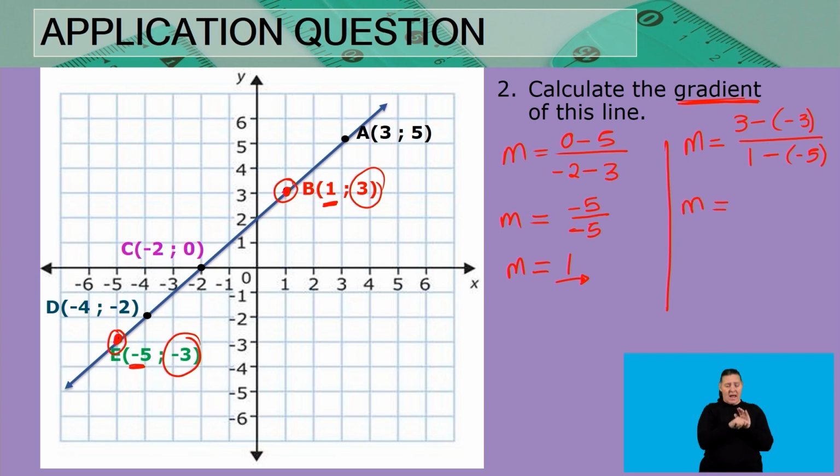So this is the gradient. What is 3 minus -3? That is +6. And what is 1 minus -5? That is again +6.